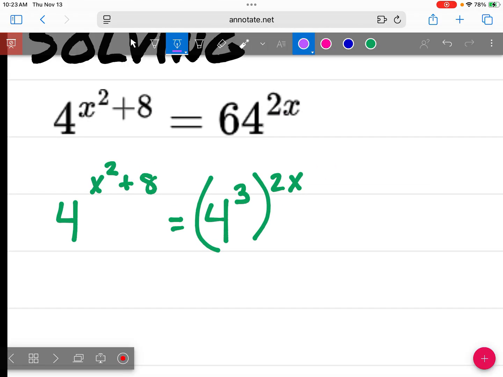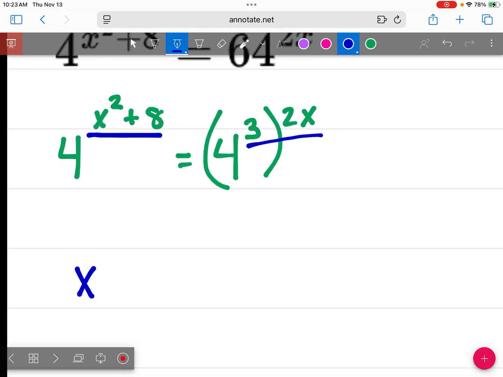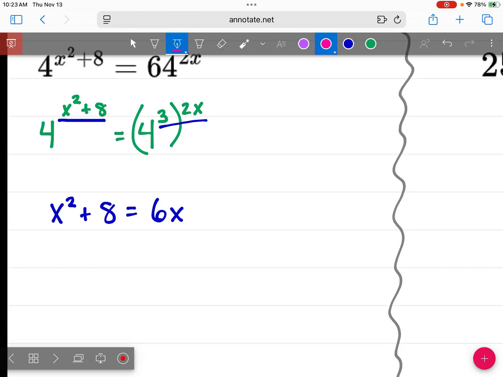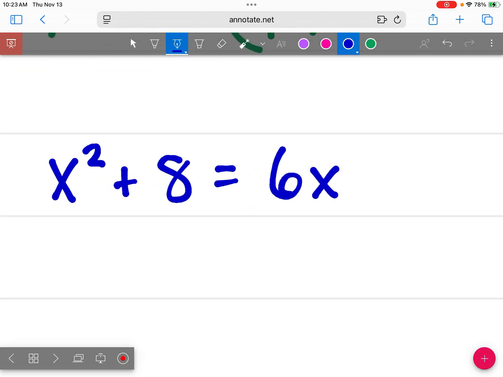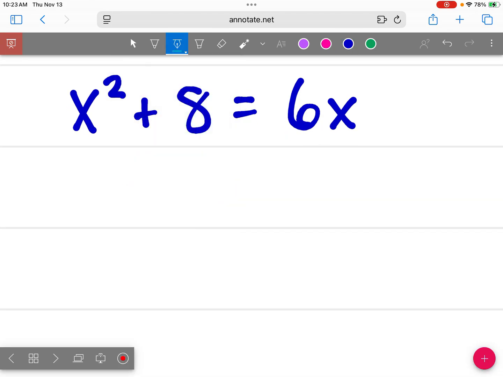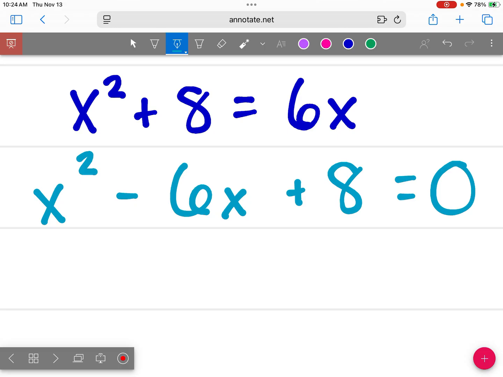So when we're looking at just our exponents, we get x squared plus 8 equals 3 times 2x, or 6x. How do I solve that? How do I get that down to an x equals? Factor it. Which means what do we need to do first? Set it equal to 0. So we're going to set this equal to 0 with our x squared minus 6x plus 8 equal to 0.